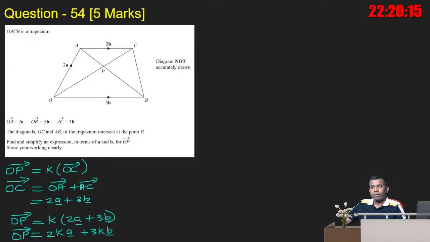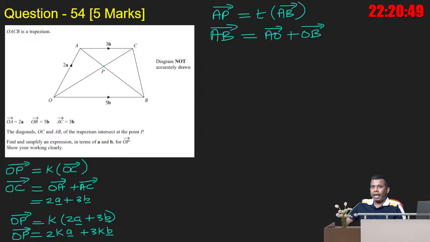Now what is the AP vector? A to P vector, I'm going to say t times A to B vector. Does that make sense? A to P vector is t times A to B vector, because they are both on the straight line. So I know what the A to B vector is. A to B vector is A to O vector plus O to B vector. A to O vector is minus 2a, plus 5b.